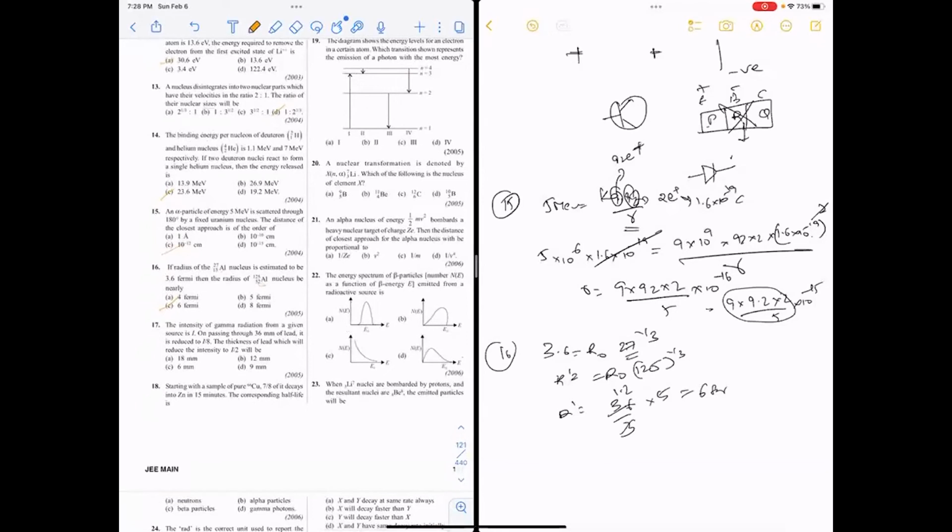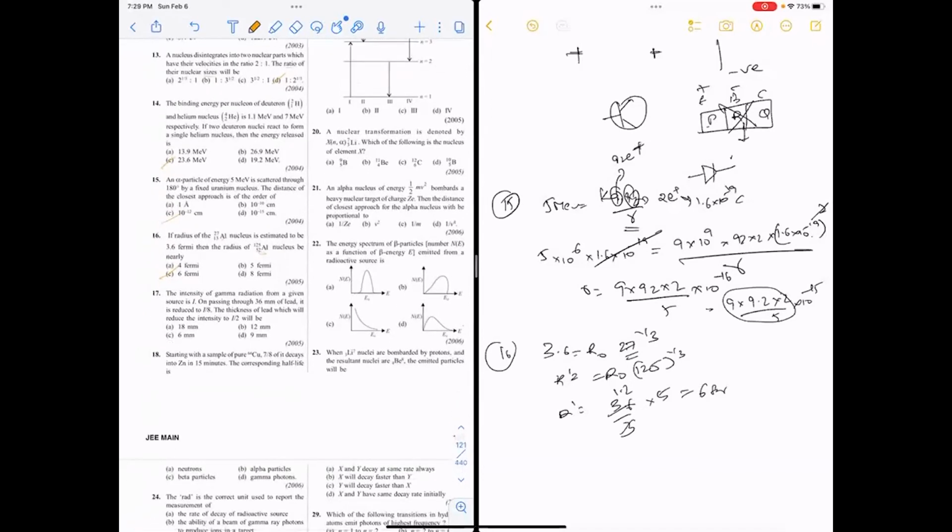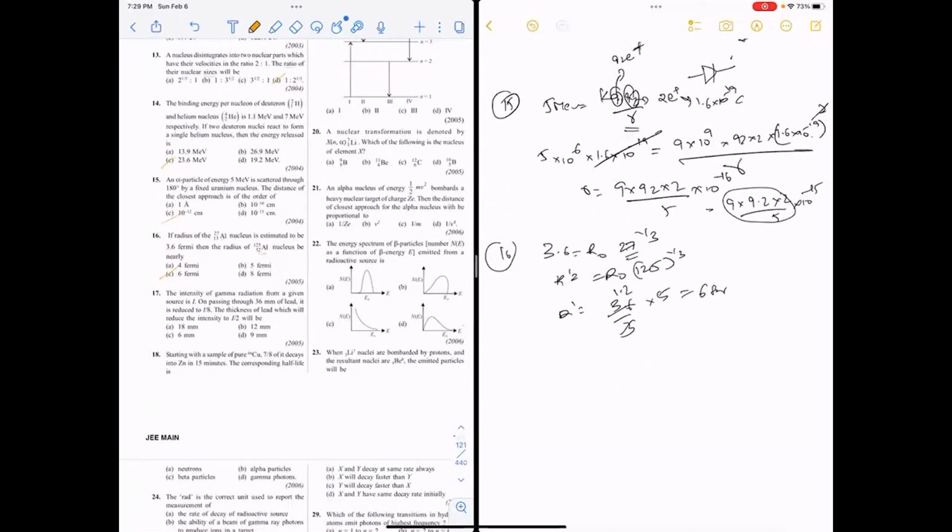17th. The intensity of gamma radiation from a given source is I. On passing through 36 mm of lead, it is reduced to I by 8. The thickness of lead which will reduce the intensity to I by 2 will be. 17th one. Do the 17th question.